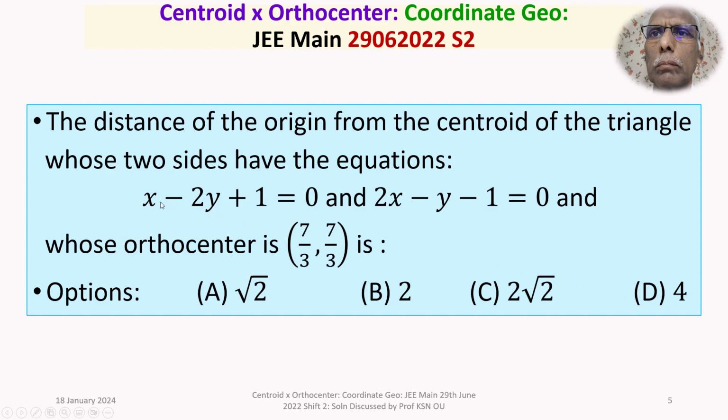We are given a triangle whose two sides have the equations x minus 2y plus 1 equals 0 and 2x minus y minus 1 equals 0. The orthocenter of this triangle is (7/3, 7/3). We are required to find the distance of the origin from the centroid of this triangle.